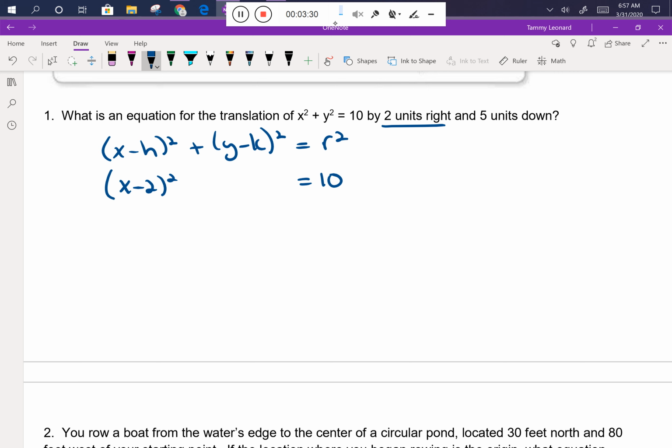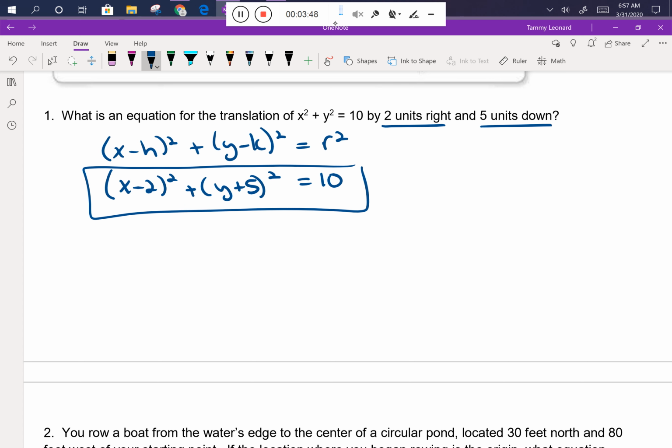Both the h's and the k's are going to appear as opposites when we work in conic sections. And we're going 5 units down. Well, that's a negative direction. So when I look at it in the equation, I'm going to see a positive value. Oh, sorry, that's a 5, not a 2. And so that's my equation for this translated circle. And there's truly no more work to be done than that.